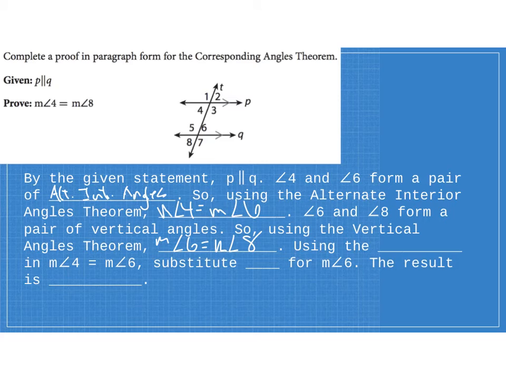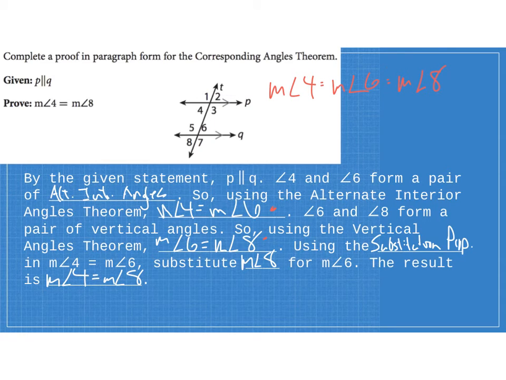So using the substitution property of equality in measure of angle 4 equals measure of angle 6, we're going to substitute measure of angle 8 for measure of angle 6. The result is measure of angle 4 equals the measure of angle 8. And our reason, if you don't quite follow that, is here we have measure of angle 4 equals measure of angle 6. And here we have measure of angle 6, which equals the measure of angle 8. Well, take out the measure of angle 6 there. That gives you measure of angle 4 equals measure of angle 8.